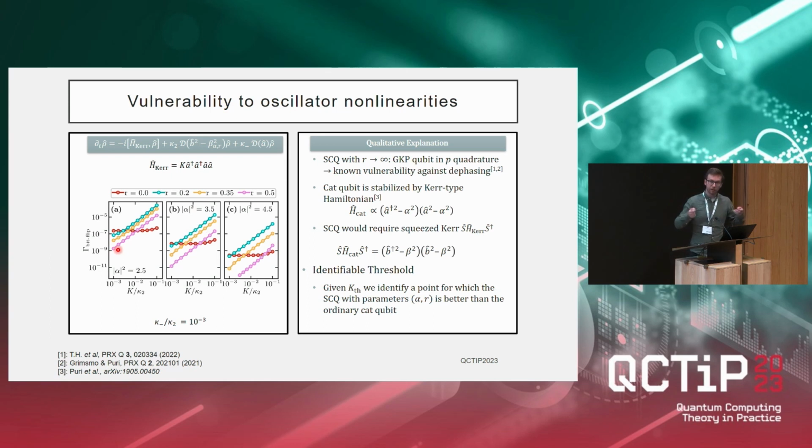Because you could say, well, if I have to get rid of any type of nonlinearity in the system, I might directly go to the GKP qubit. But no, we argue that there's some intermediate regime where the squeezed cat qubit is still better than the GKP qubit in terms of noise.